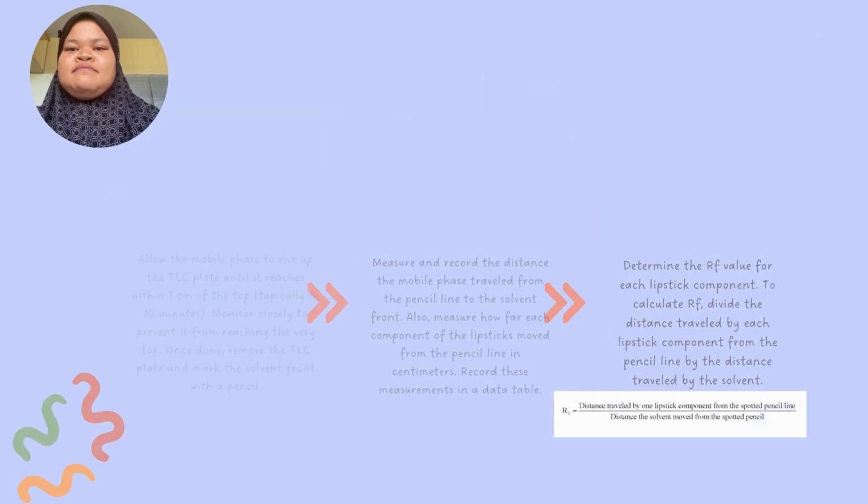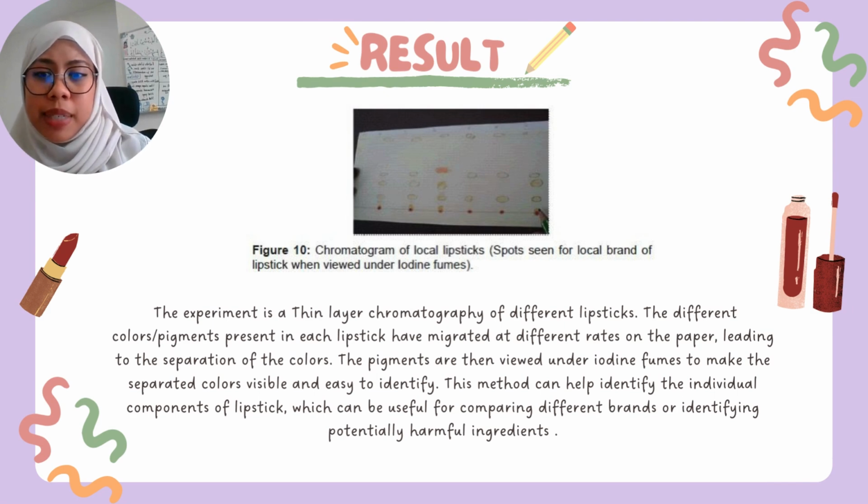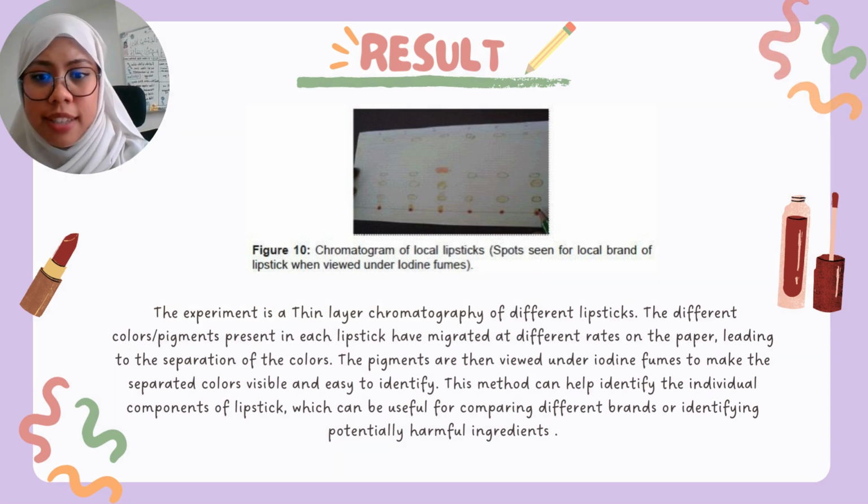So, I'm going to continue with the results based on the images that I've attached, figure 10. The experiment is a TLC, which is a thin layer chromatography of different lipsticks. The different colors or pigments present in each lipstick have migrated at different rates on the paper, leading to the separation of the colors. The pigments are then viewed under iodine fumes to make the separated colors visible and easy to identify. This method can help identify the individual components of lipstick, which can be useful for comparing different brands or identifying potentially harmful ingredients.